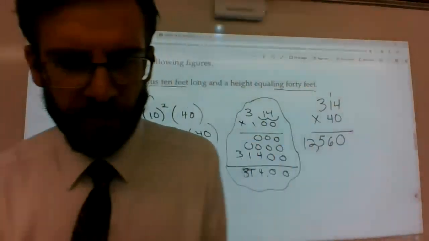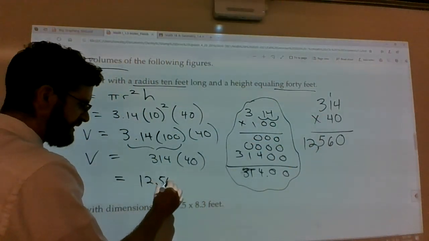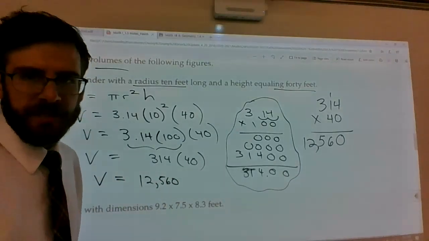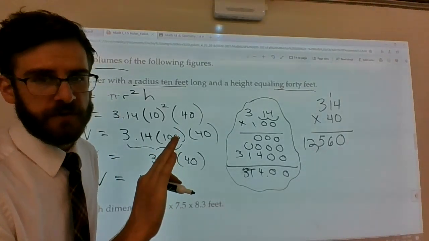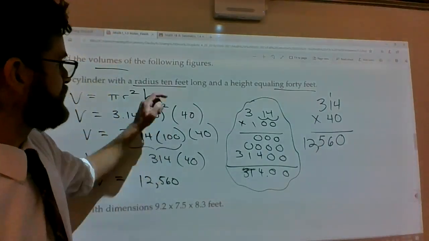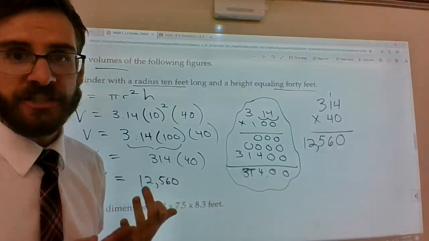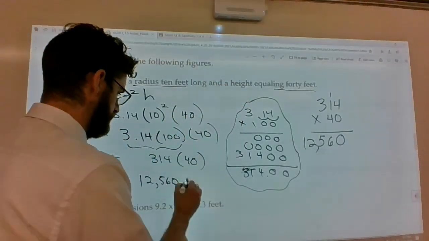Okay, so there's our volume. Our volume is 12,560, and volume ends up being three-dimensional. It is three-dimensional. So it's feet by feet by feet, or feet to the third power, feet cubed.